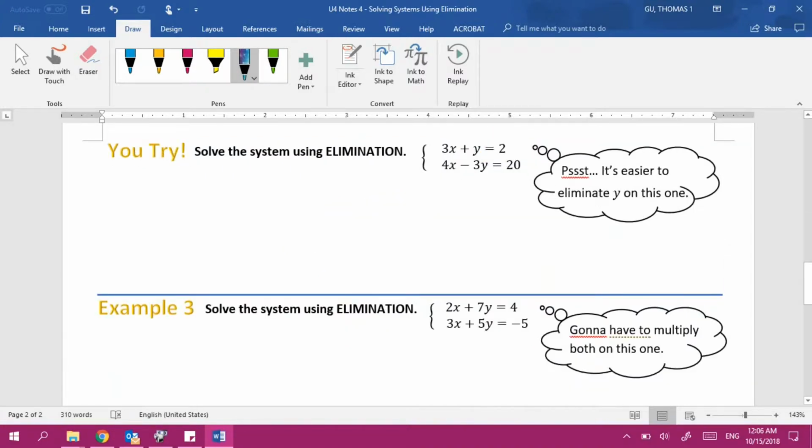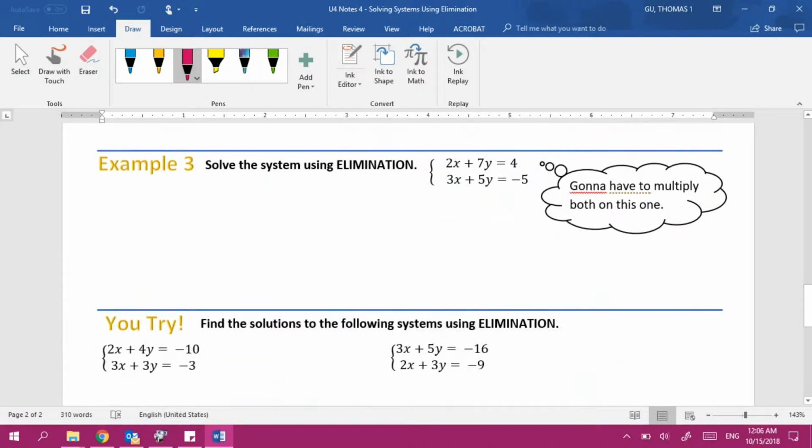So now you guys try the next one. Let's go to example 3. Solve this system using elimination. We got 2x plus 7y equals 4 and 3x plus 5y equals negative 5. Thought bubble here. If we just multiply one equation by a number, nothing's actually going to happen here. But look at this thought bubble. If we multiply both equations by different numbers, then we will be able to cancel it out.